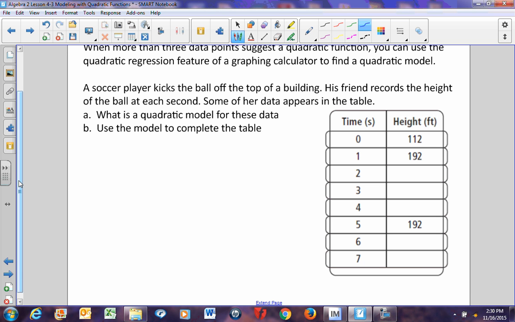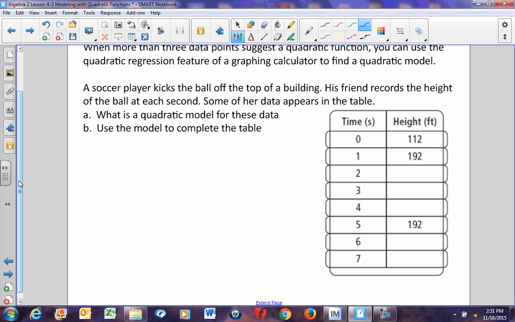And once you've done that, you're going to calculate. For the 84, you're going to hit stat again, hit calculate, and go down to quadratic regression, which should be the number 5. For the Inspire, you're just going to hit your menu, go to statistics, then stat calculations, and go down to quadratic regression, which is number 6.